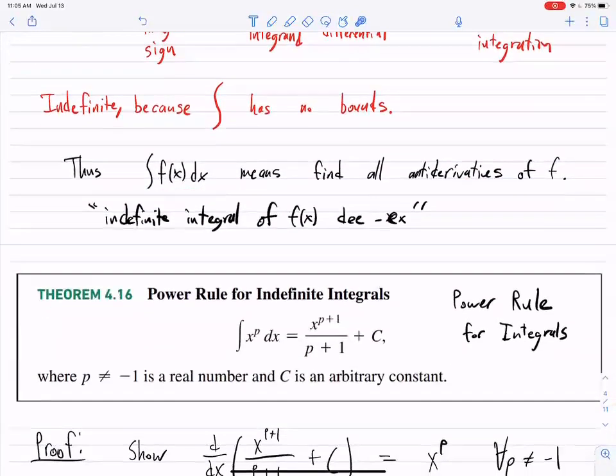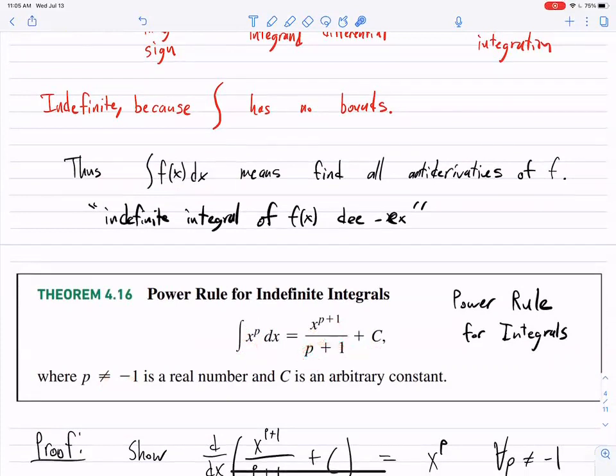And so we have the following power rule. Because we know how to take the derivative of x to the p, we know how to take its antiderivative. The indefinite integral of x raised to the p dx is just x to the p plus 1 over p plus 1 plus c, whenever p is not -1, because if you plugged in -1, it would divide by 0.